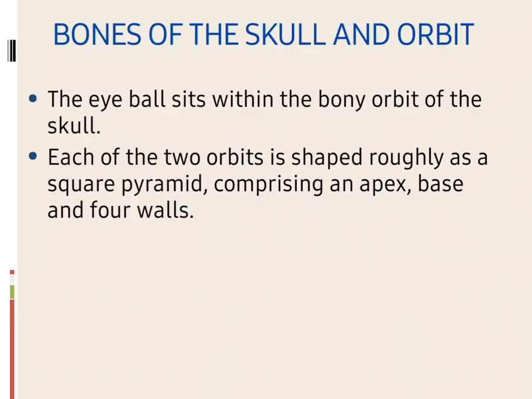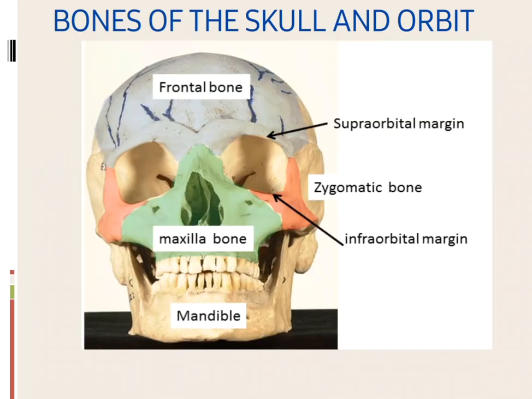So the eyeball sits within the bony orbit of the skull. Each of the two orbits is shaped roughly as a square pyramid, comprising an apex, base, and four walls. So that's the frontal bone, which is one of the largest, covering from the forehead to the posterior part of the head. So we have the superior orbital margin, the zygomatic bone, infraorbital margin, we have the maxilla bone.